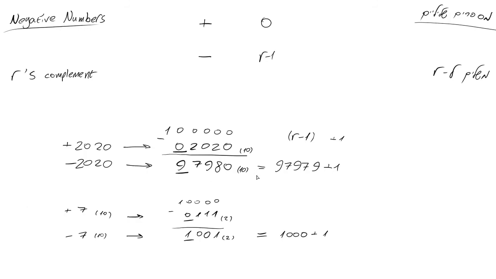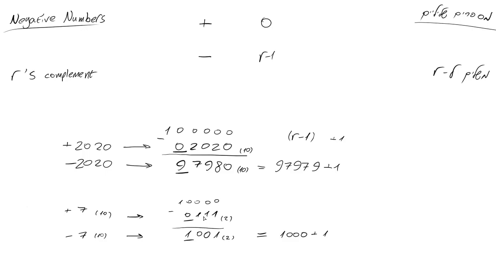Now this doesn't say much, so another method of going is just taking the r minus 1 complement, and you do it the same way we did in the previous slide. You get 97979 and you add 1 to it, because r's complement, it's like r minus 1 plus 1, and you get the exact same result, and it works in every base.